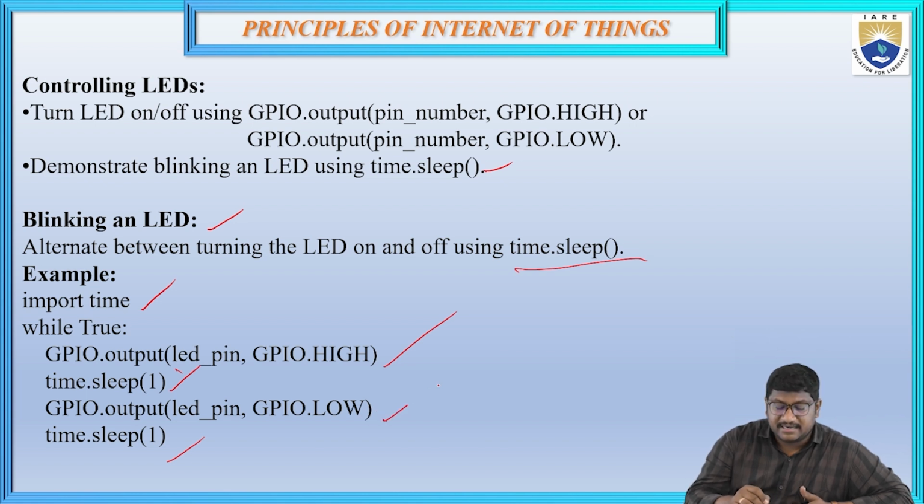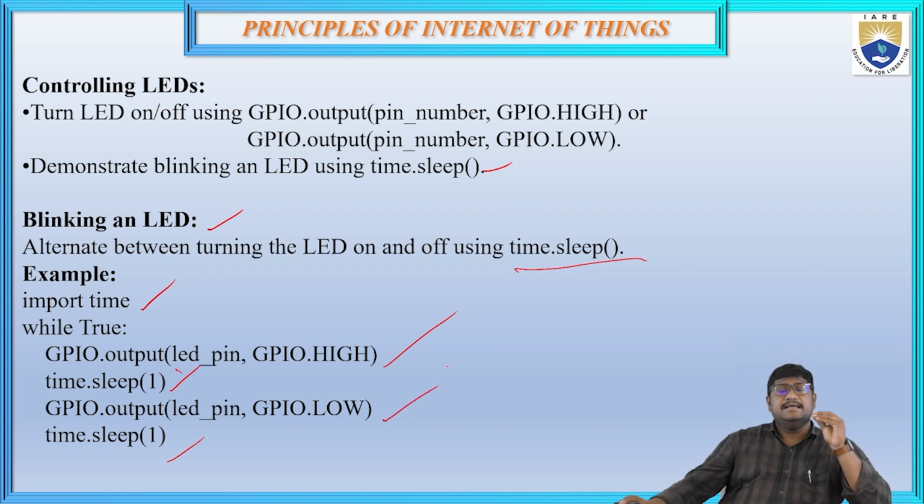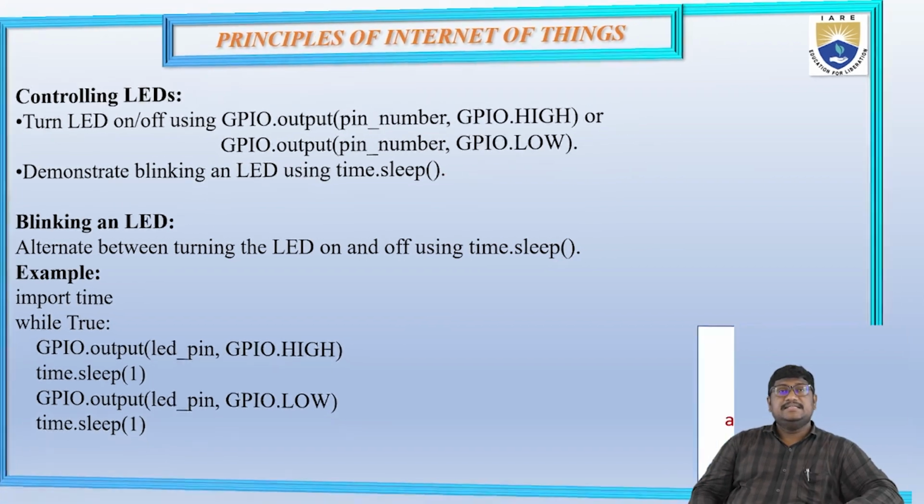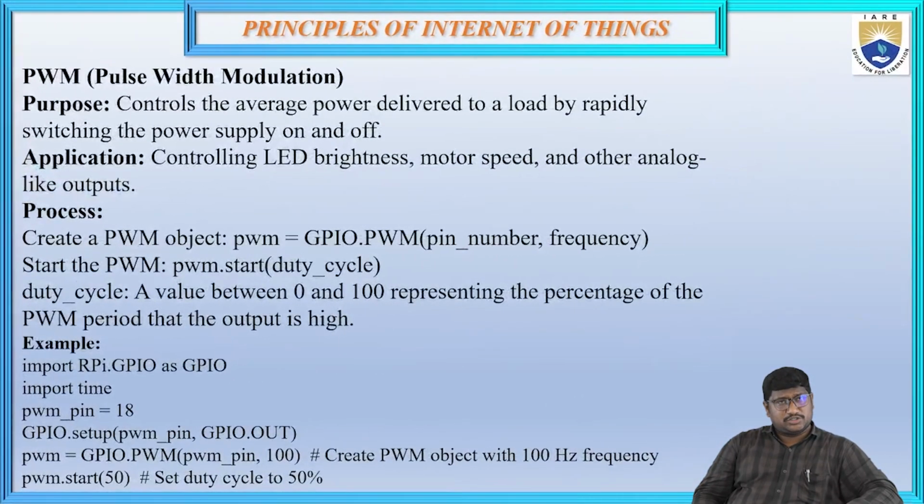See where I specified LOW, automatically the LED is going to be off. If it is set for 1 second, then every second the LED is going to show as on and for the next second it is going to show as off. In that scenario, the light is going to blink. This LED is going to blink successfully as an output. This is how blinking an LED has to be done.